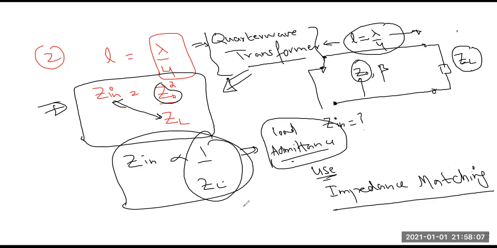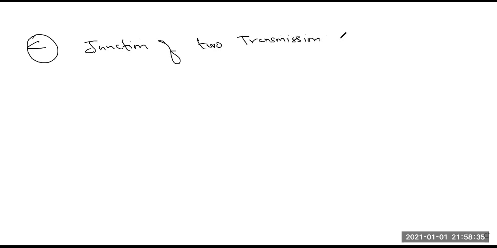Now, there is one another thing that I want to discuss. Right now we are talking about a transmission line connected with a load. But in many applications, you may find that one transmission line is connected with another transmission line. So I will call it the junction of two transmission lines.